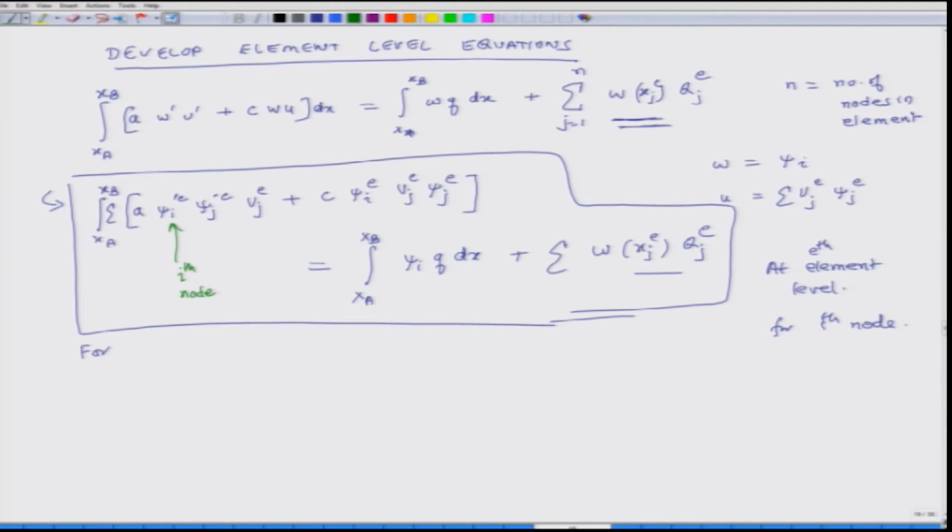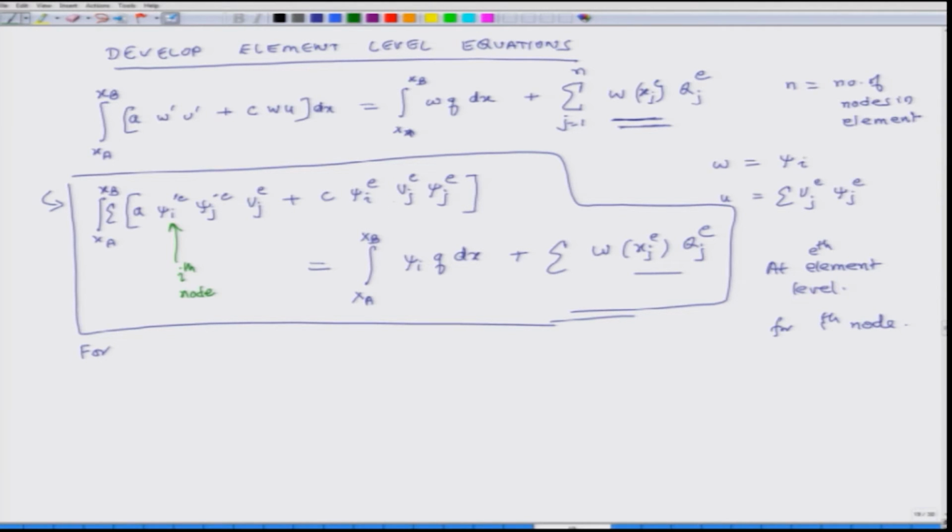If it is a linear element, then I will take two values, 1 and 2, so I will have two equations. In the first case, I will put psi I equals psi 1 and I will get one equilibrium equation. In the second case, I will put psi I equals psi 2 and I will get the second equilibrium equation. I will get two equilibrium equations for a linear two noded eth element. Agreed? So, that is what I am going to do.